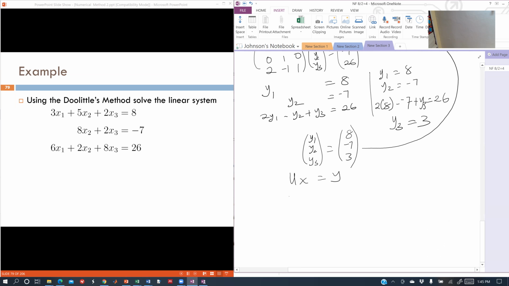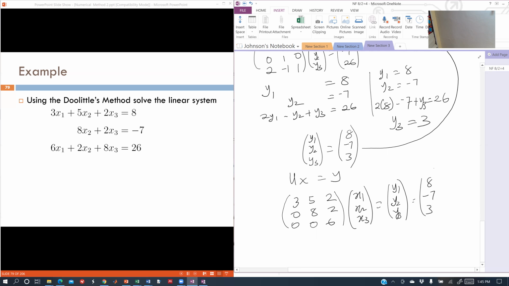My U is 3, 5, 2, 0, 8, 2, 0, 0, 6. And that's times, oh, sorry, times X1, X2, X3 is actually supposed to give us Y1, Y2, Y3. But we know that to be 8, minus 7, 3.